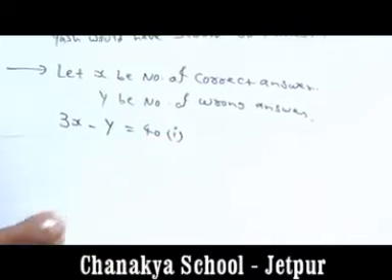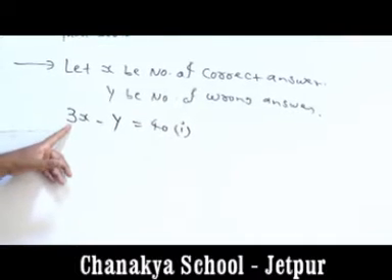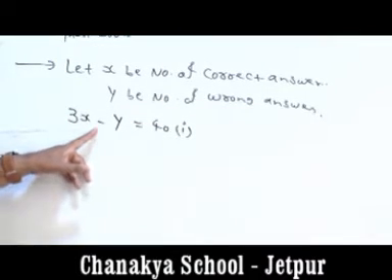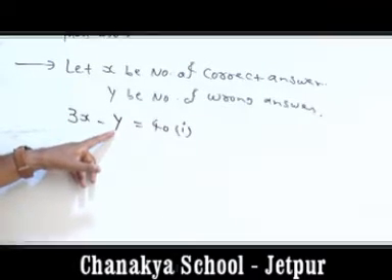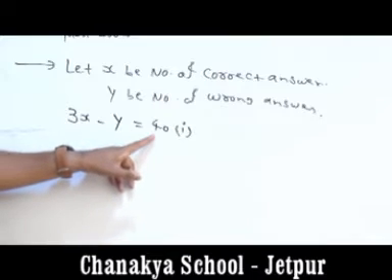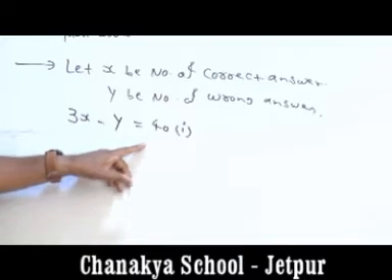Aggregate mark is 40. Student, for right answer he is awarded 3 marks, for wrong answer he is losing 1 mark. Therefore 3x minus y, total mark he is going to gain, equal to 40.